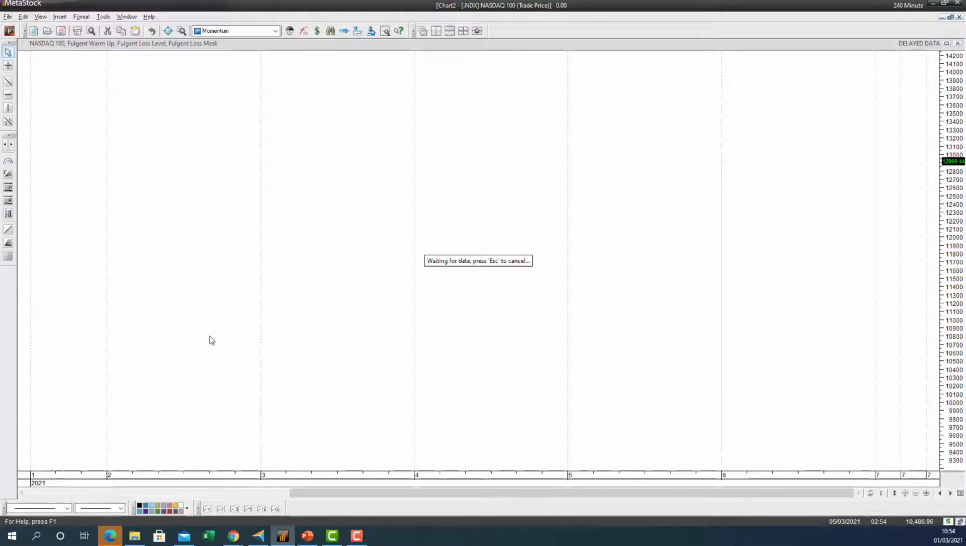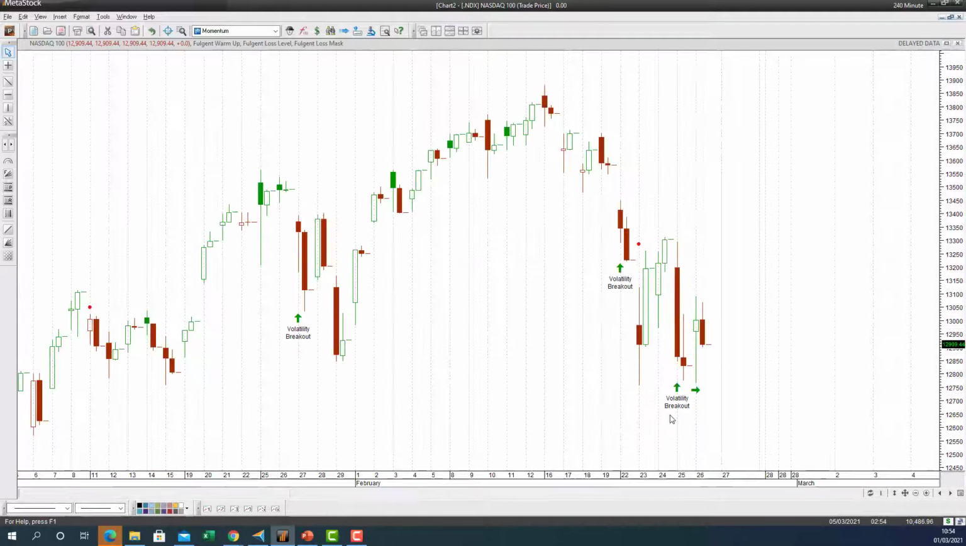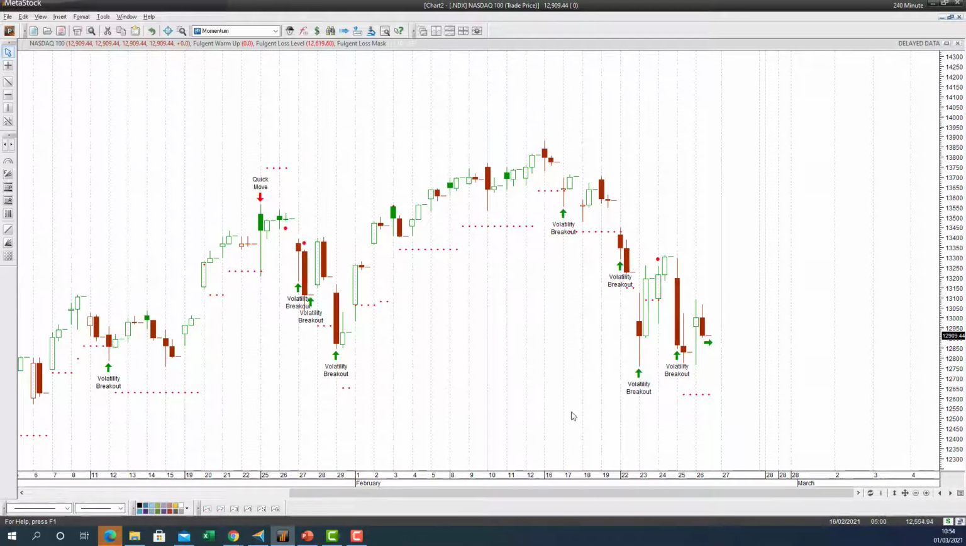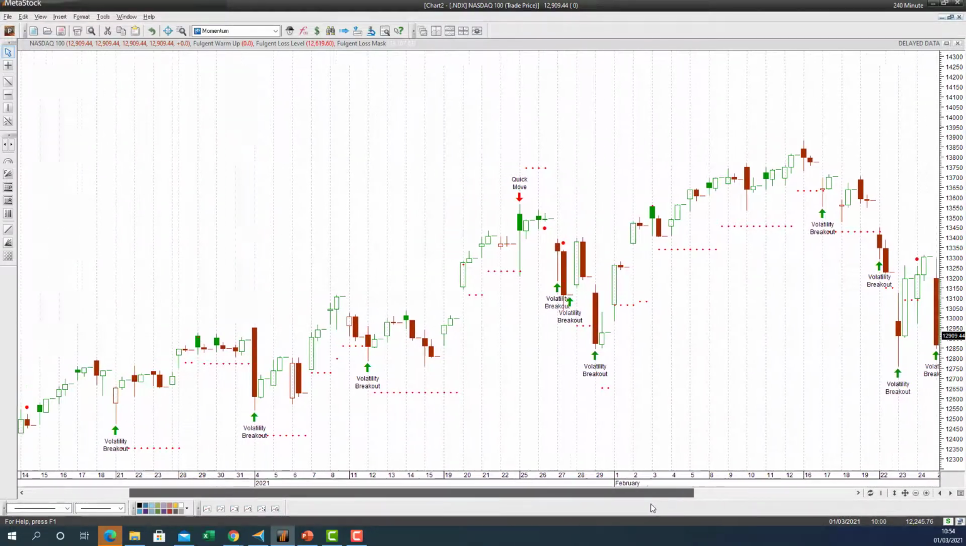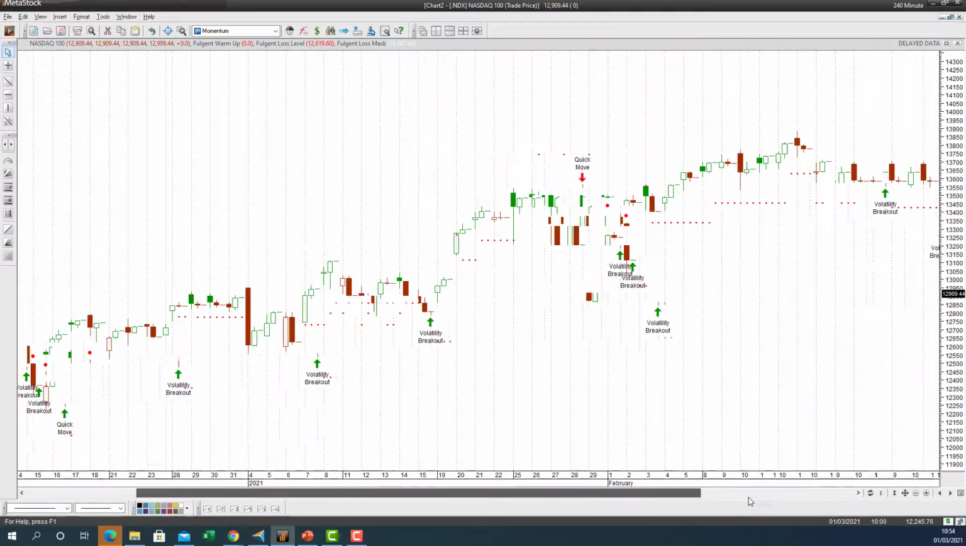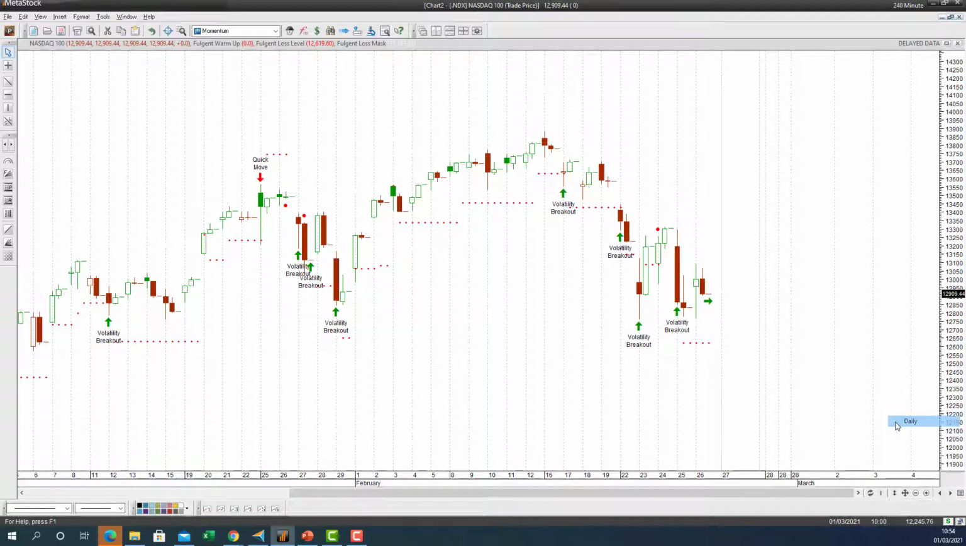It takes a while for the data to load. There we go. So we can see quite a lot of volatility breakouts to the outside, and once again the trailing stop loss is 12,650 on the latest AI generated signal. But you can see the AI does capture quite a lot of nice aggressive trades on the Nasdaq itself.